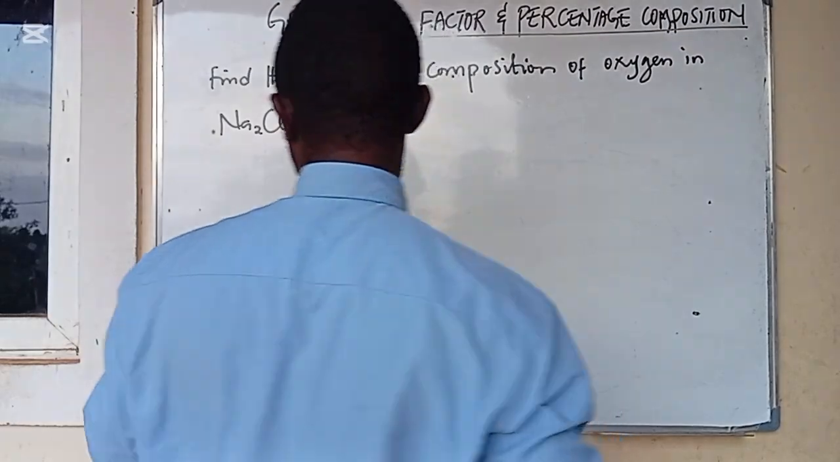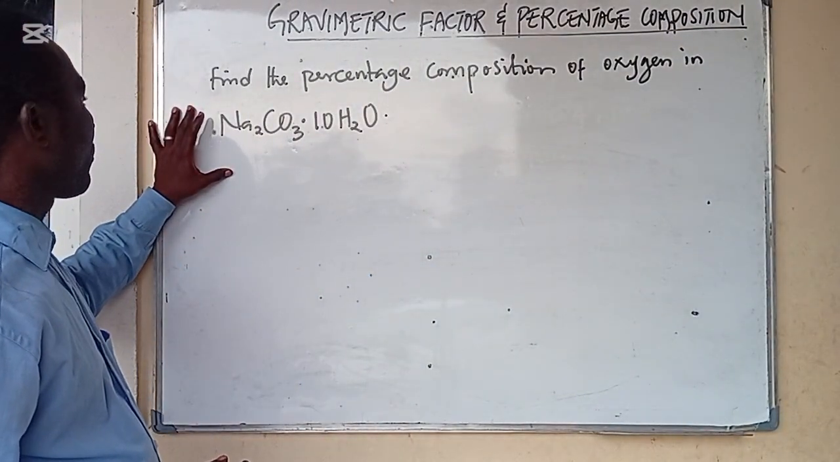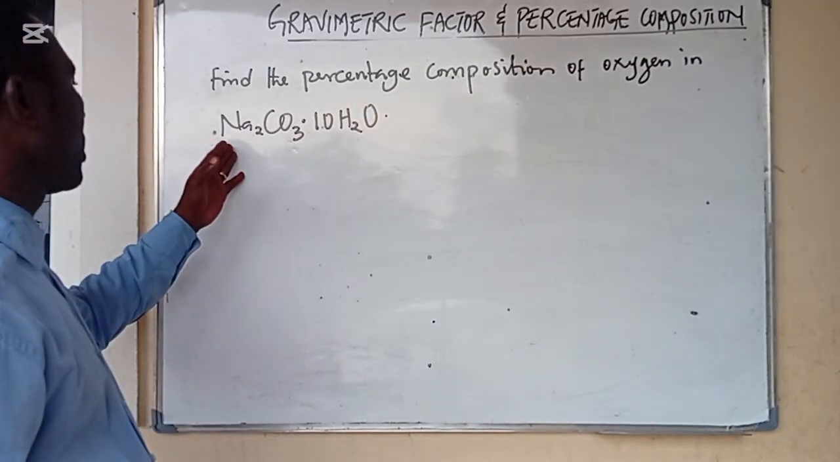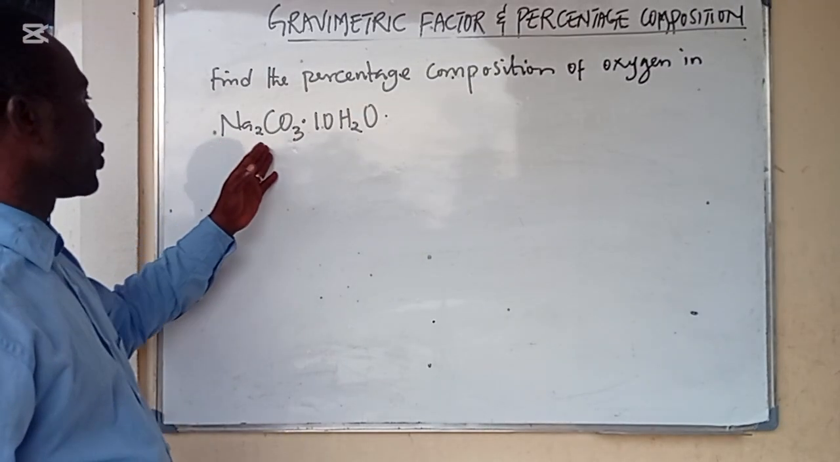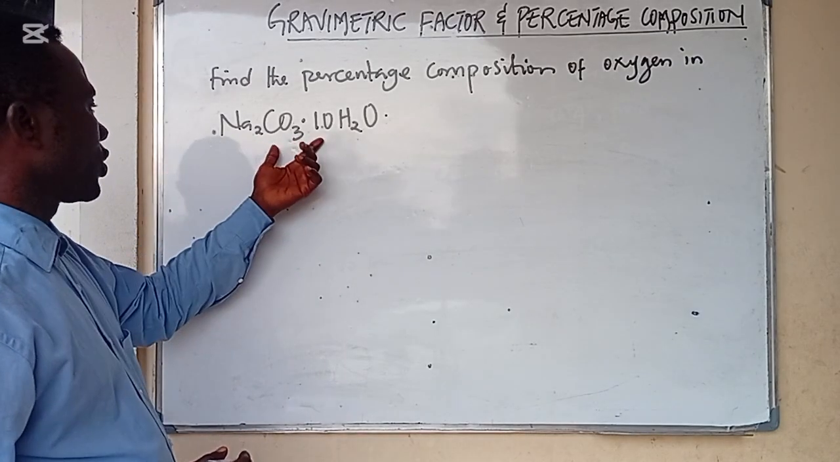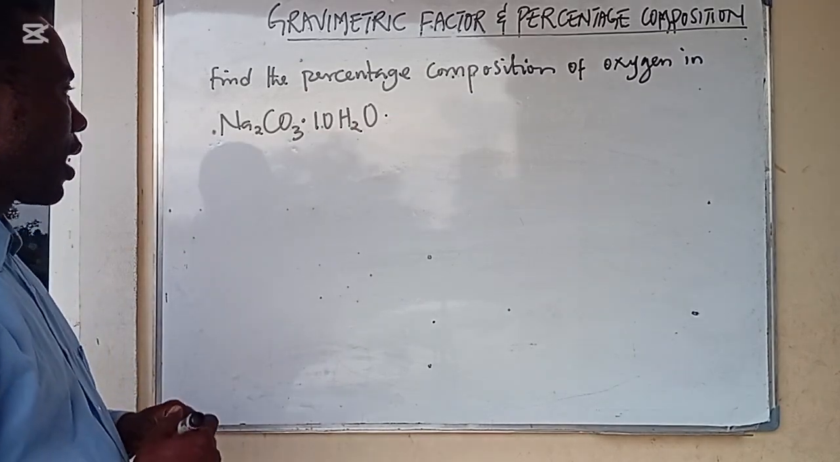In this class, we are going to be solving questions on gravimetric factor and percentage composition. We have a question already on the board: find the percentage composition of oxygen in Na2CO3.10H2O, that is sodium trioxocarbonate(IV) decahydrate. Now, how do we solve this?